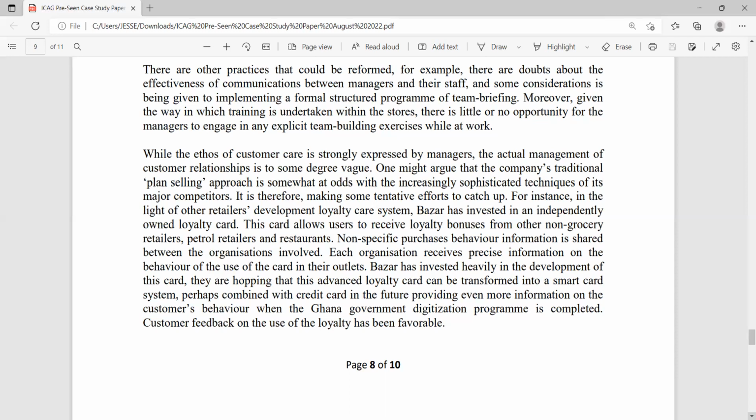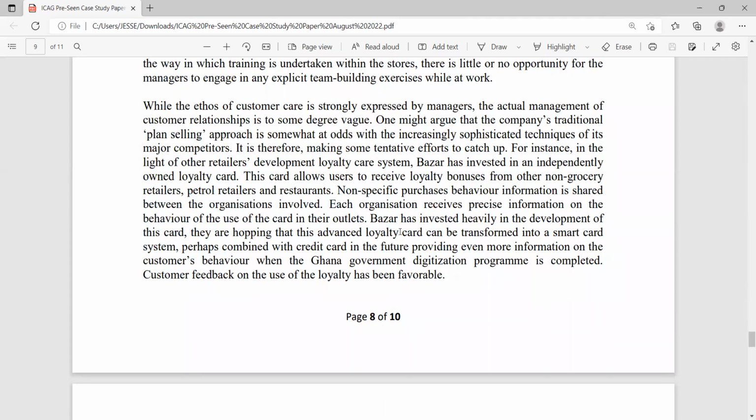So Bazar is trying to make some efforts to develop a loyalty care system which offers loyalty bonuses for the customers, which is very, very crucial. Now, Bazar has invested heavily in the development of this card. They are hoping that this advanced loyalty card can be transformed into a smart card system, perhaps combined with credit card in the future, providing even more information on customers' behavior when the Ghana government digitization program is completed.